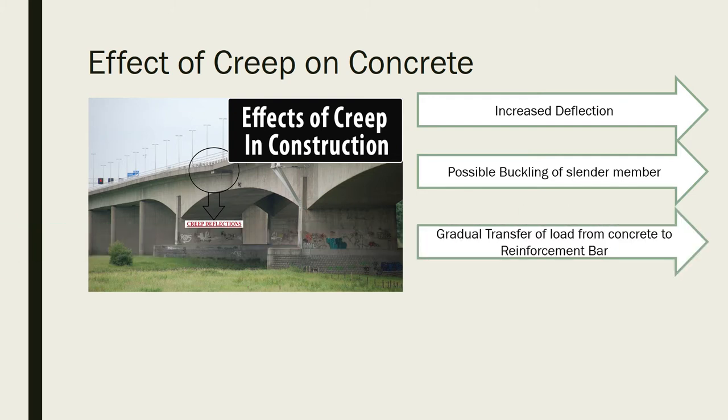Then there is gradual transfer of load from the concrete to the reinforcement bar. At the early stage of loading of a structure, most of the compression is taken by the concrete and most of the tension is taken by the steel. But with time, as creep affects the concrete, it starts to lose its strength, and more and more load is transferred to steel.